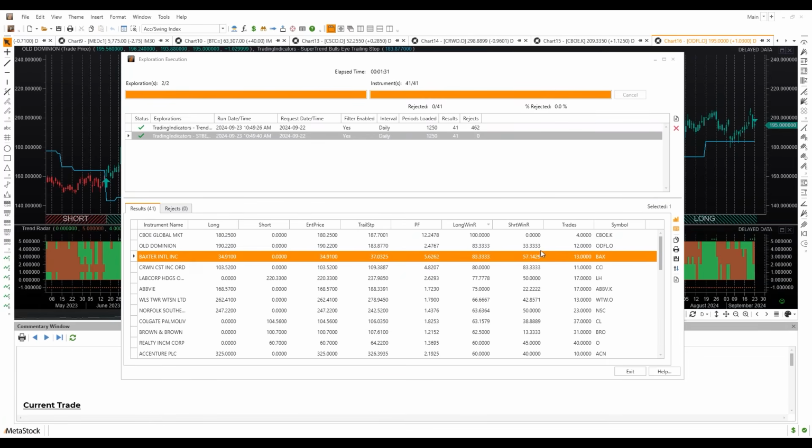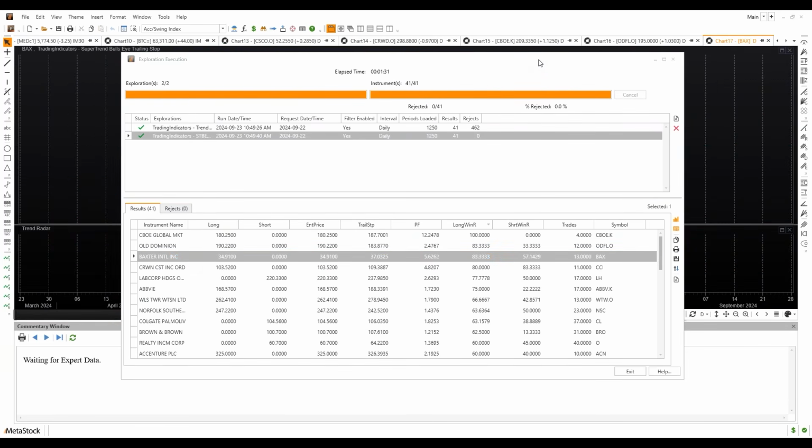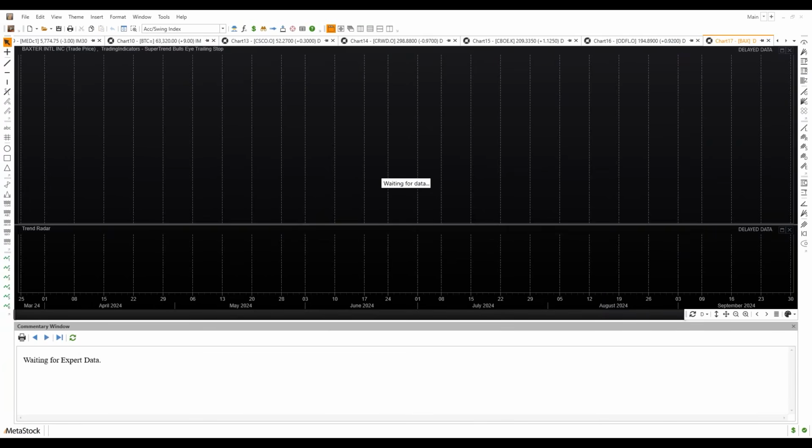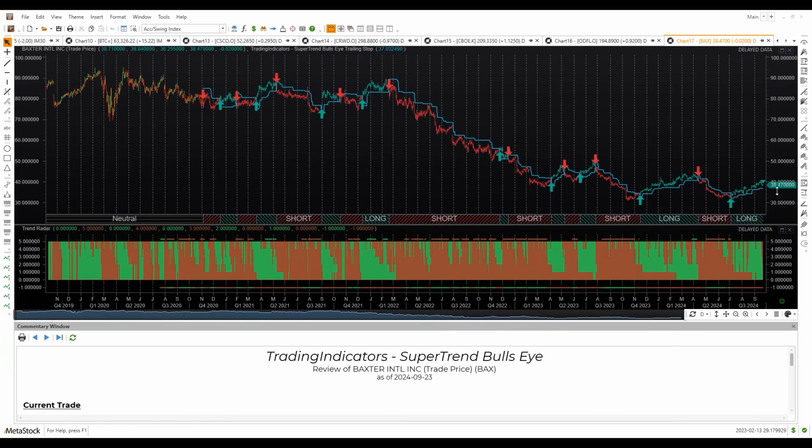Baxter, this one here, opening this one up. All right, this is loading. And once we see the chart, okay, here we had a bit of a pullback. Okay, not bad. We can see SuperTrend Bull's Eye is reddish here.